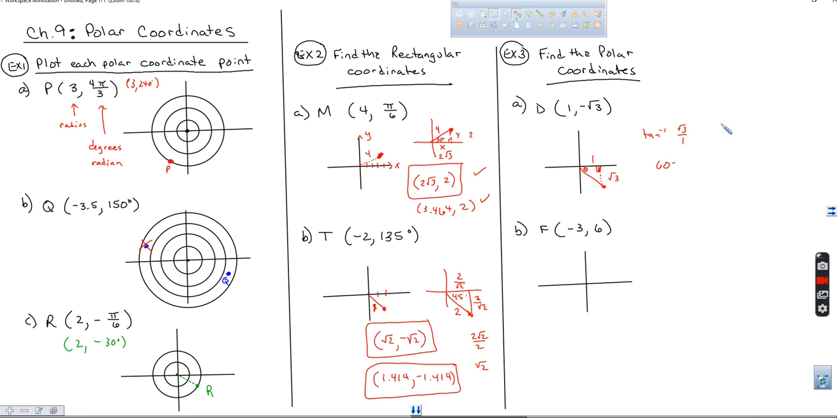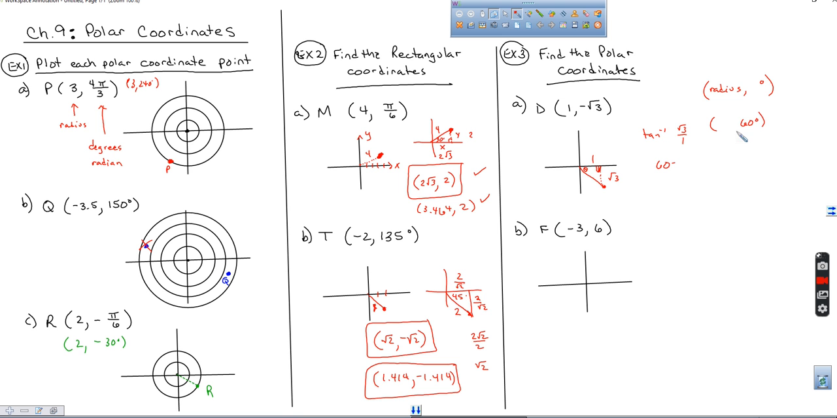So see, we need that because in polar coordinates, remember, you need the radius length, you need the radius right here, and you need the degree measure or the angle right here. The radian or the degree measure, either one. I think we're more familiar with the degrees, so I'm going to use degrees. So we have part of our answer already. I know this is 60 degrees over here.